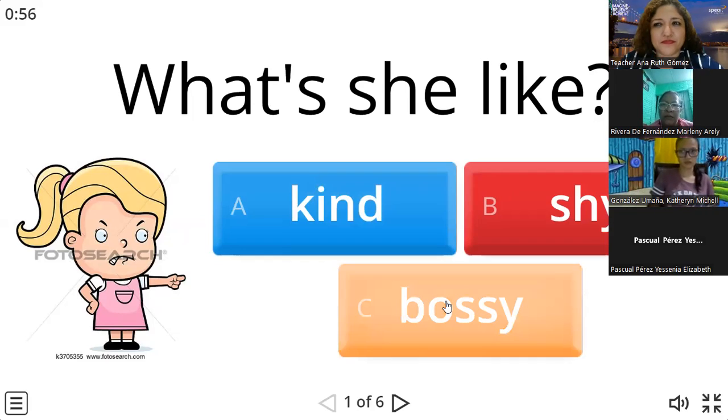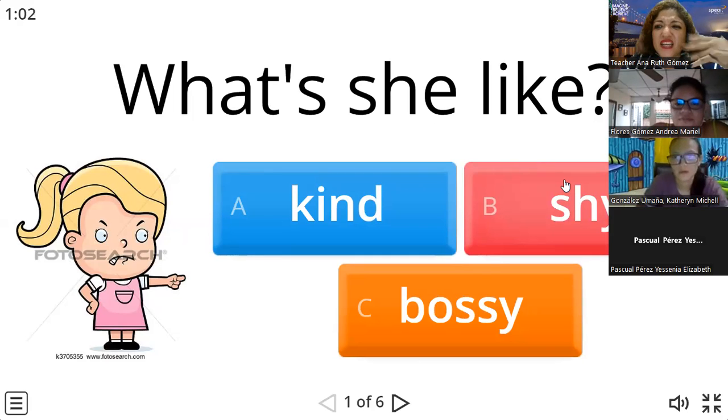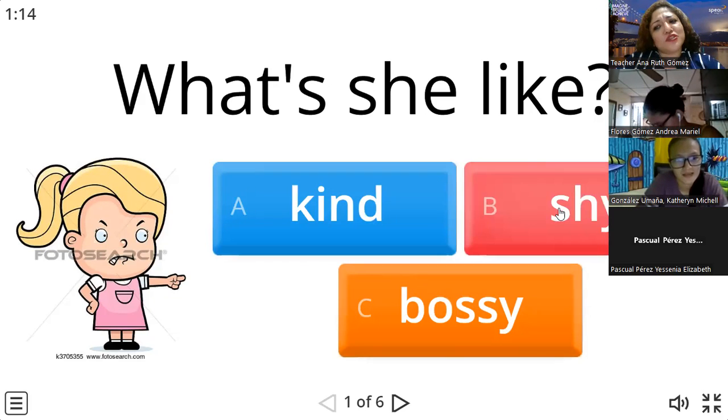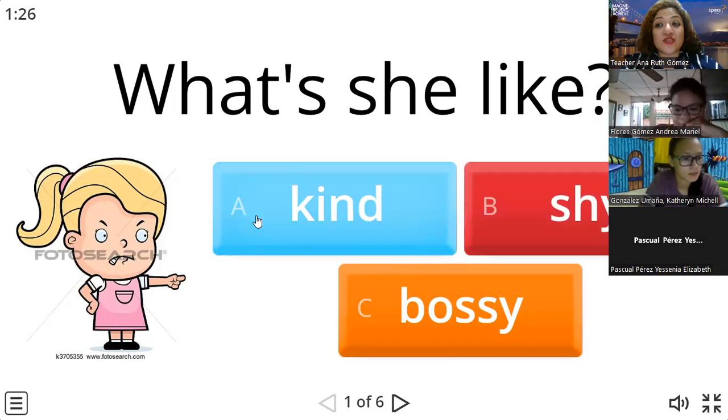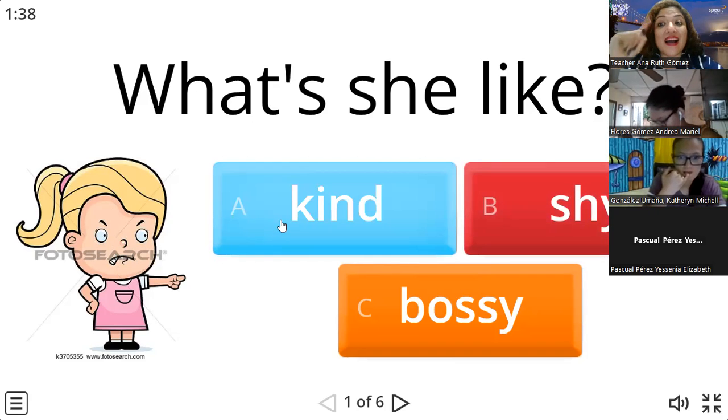So, what's she like? Shy or bossy? Bossy. You can ask me, teacher. Teacher, what's the meaning of bossy in Spanish, teacher? Bossy is mandona. So pay attention to her. Because shy is penosa. But this little girl is not shy. Look at her. She is not shy. She is not kind. Amable in English is kind.